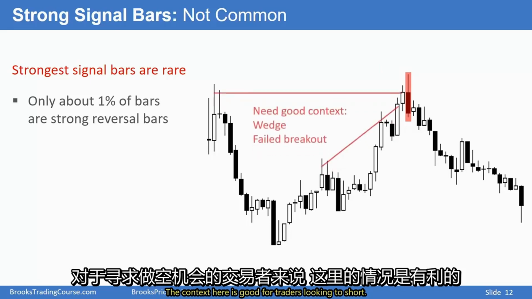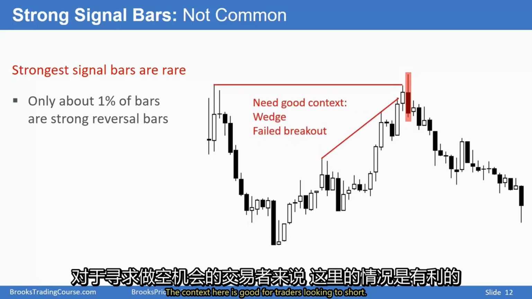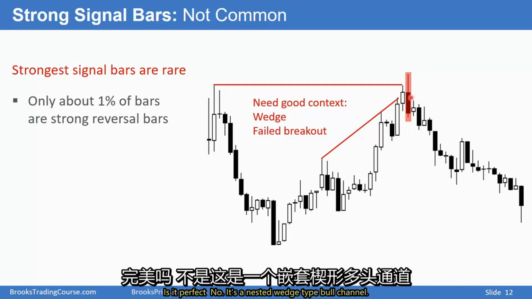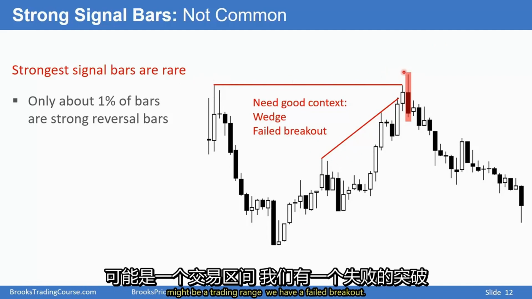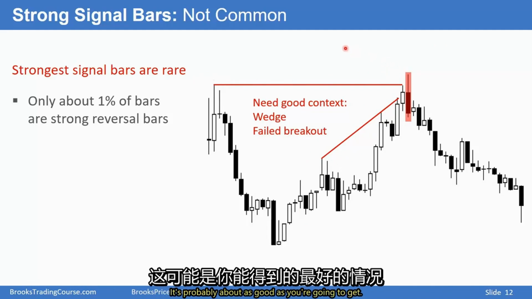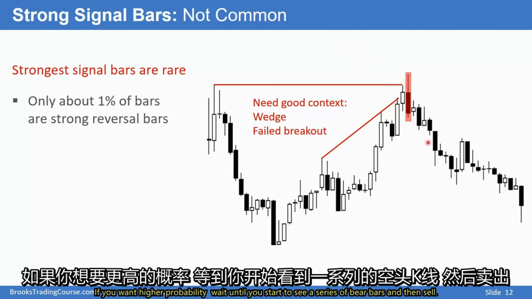The context here is good for traders looking to short. Is it perfect? No. A fairly tight bull channel. We could go up for another leg, but we have a nested wedge. We have 2 legs up in what might be a trading range. We have a failed breakout. It's probably about as good as you're going to get. If you want higher probability, wait until you start to see a series of bear bars and then sell.